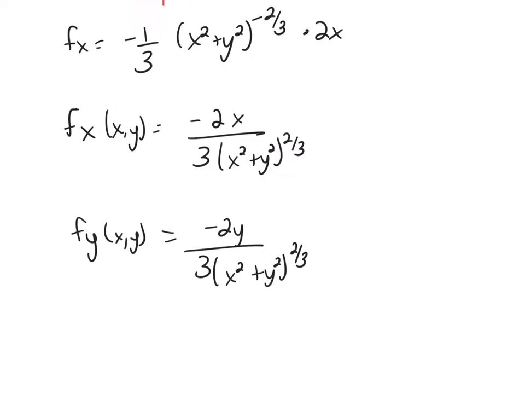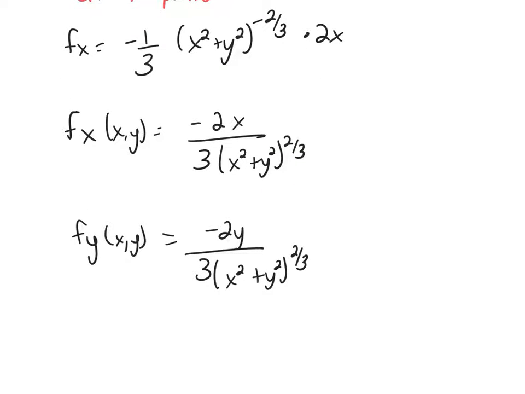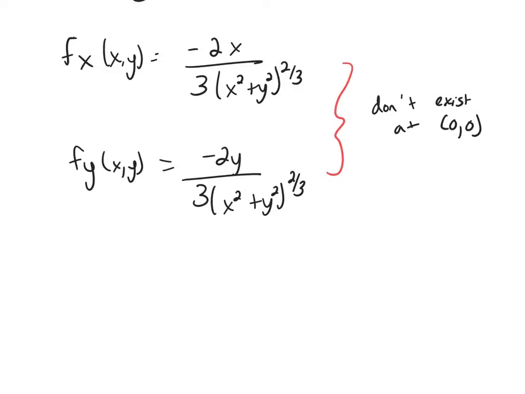Now, I need to worry here because I'm dividing. When do I divide by 0? And that's when x and y are both 0. So these two don't exist at the point 0, 0. So we get one critical point corresponding to 0, 0.